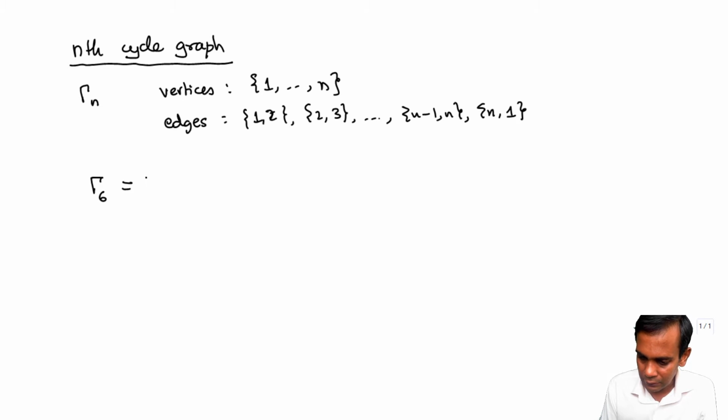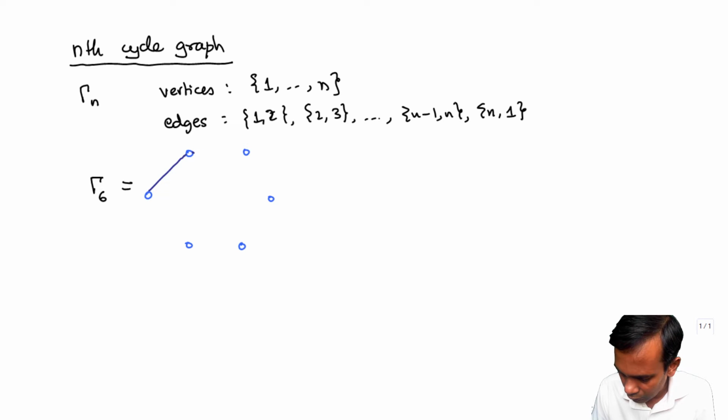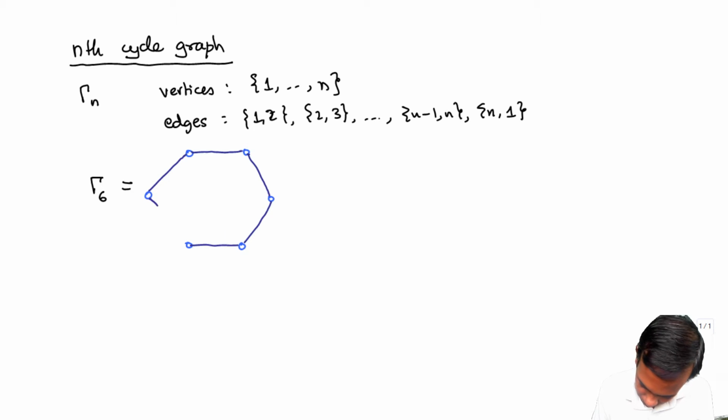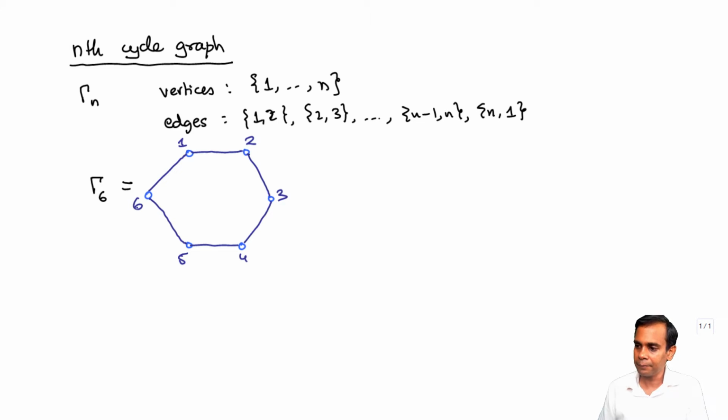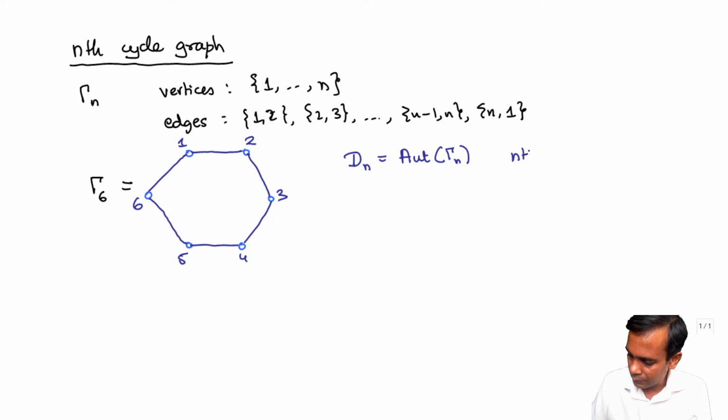Gamma 6 is going to have 6 vertices and 6 edges joining them. I'll call these vertices 1, 2, 3, 4, 5, 6. Now, what's the order of the group Dn? I'm defining Dn to be the automorphism group of the graph gamma n. So this is called the nth dihedral group.